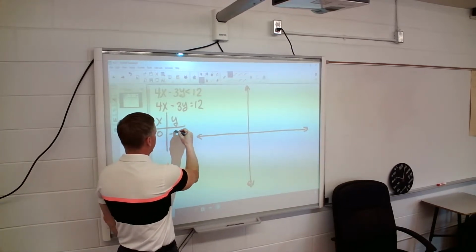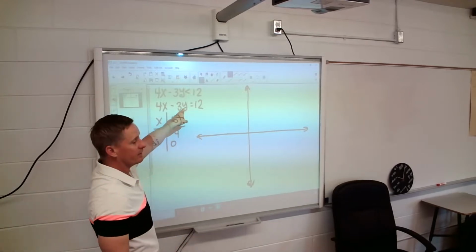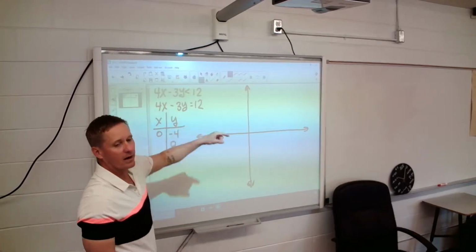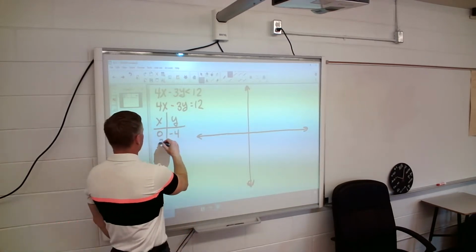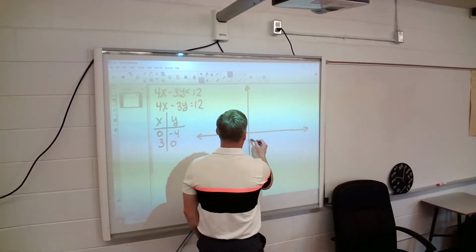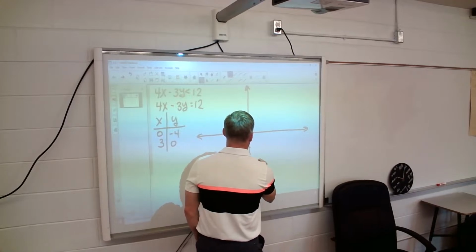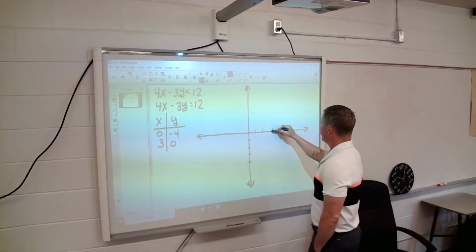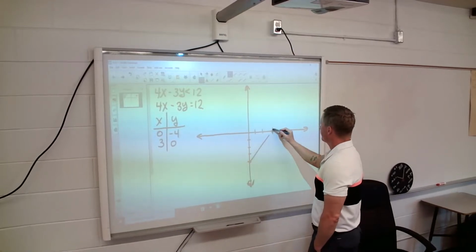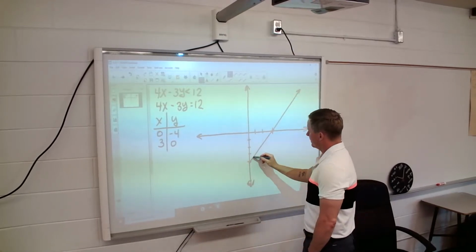Great. Put a 0 in for y. That gives me 4x equals 12. What does x equal? 3. So we go to 0 and negative 4, right here. We go to 3 and 0, right here. And we draw a line.